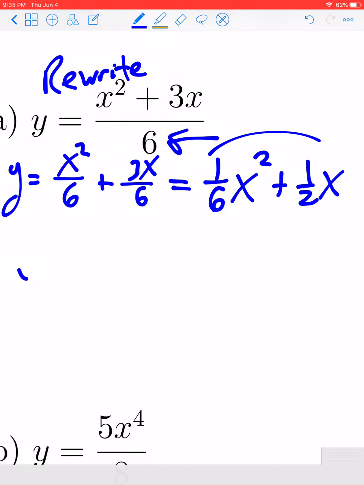We have 1/6 times the derivative of x squared, which is 2x. The derivative of 1/2 x is simply going to be 1/2. And then 1/6 times 2 is just 1/3. So for this one, y prime is equal to 1/3 x plus 1/2.